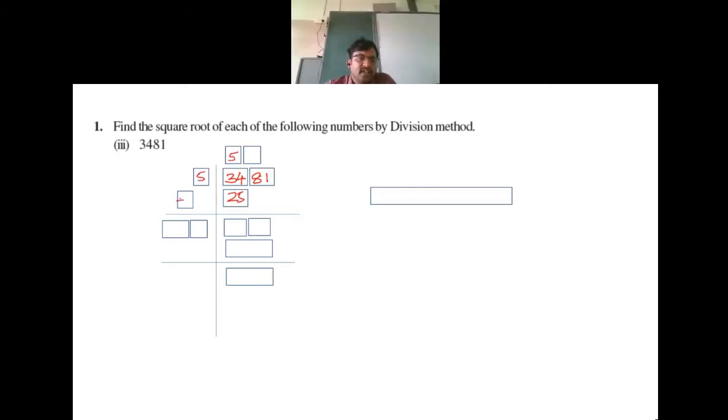Here 5 is added. What do we get? It will become 10, sir. The remainder will be 9. We take the group 81. Now, what should be considered here? 9, sir. Not 1, 9. Very good.